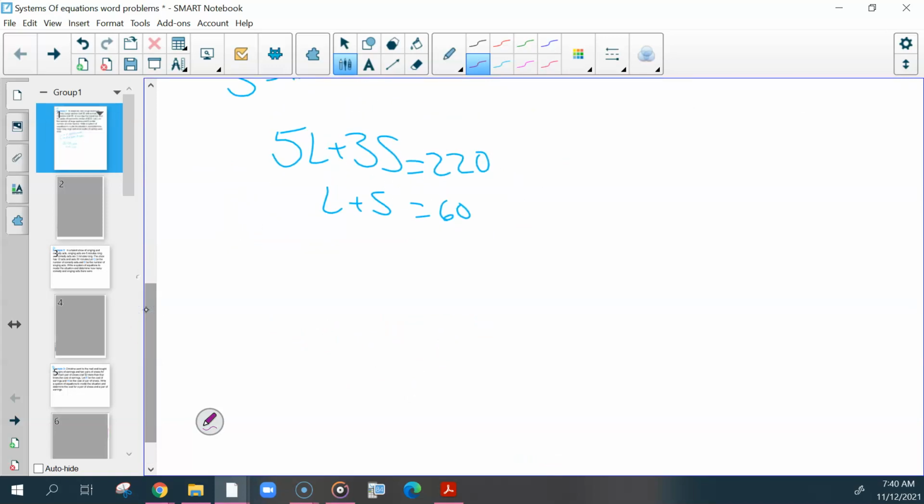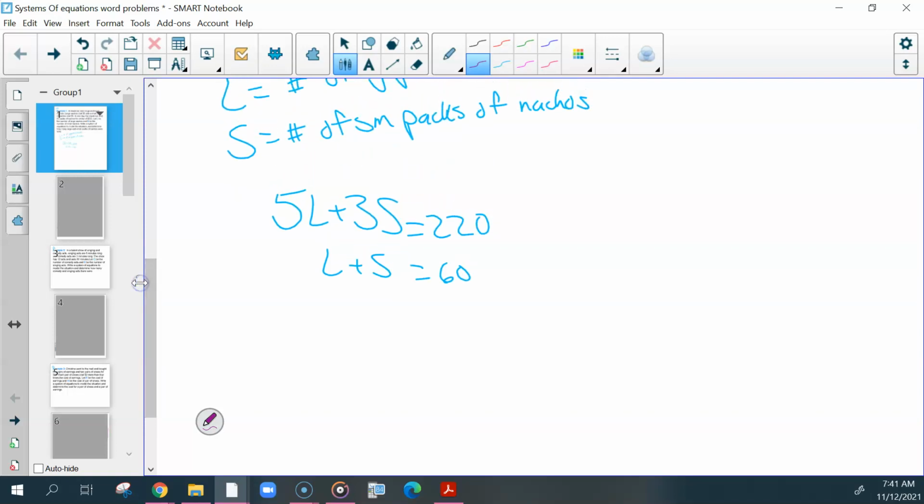So to solve this by elimination, we have to decide first which one we want to get rid of, L or S. Which one would you guys like to get rid of first? L, okay. So if we were to get rid of L first, these both need to be the same. That means I would need to multiply this equation by 5.